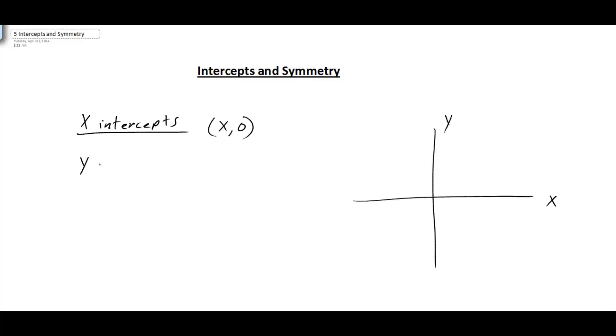And then when you're looking for your y-intercept, notice we're looking for a point that falls on the y-axis. So therefore, your graph is not going to go left or right, so your x value is always going to be 0. And then you would have some number for your y. So this is the form of your x and y intercepts.